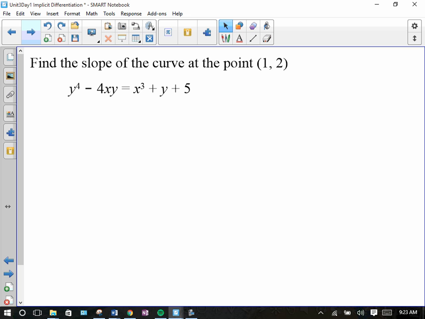Again, what we're going to do is start piece by piece and take the derivative of each term. So, what is the derivative of y to the 4th? 4y. Alright. Is that it?